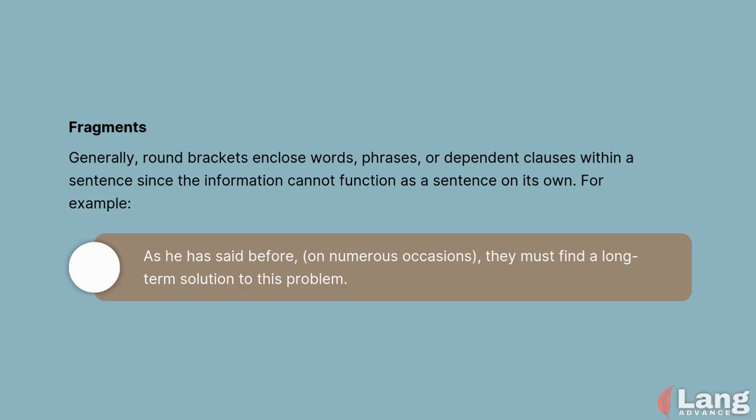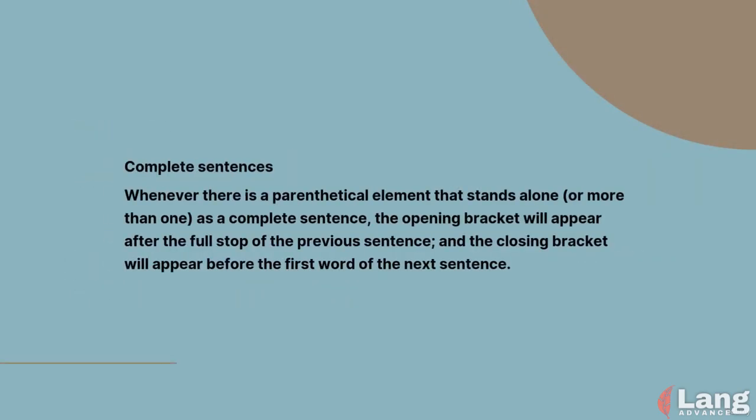Fragments. Generally, round brackets enclose words, phrases, or dependent clauses within a sentence, since the information cannot function as a sentence on its own. For example, as he has said before (on numerous occasions), they must find a long-term solution to this problem.